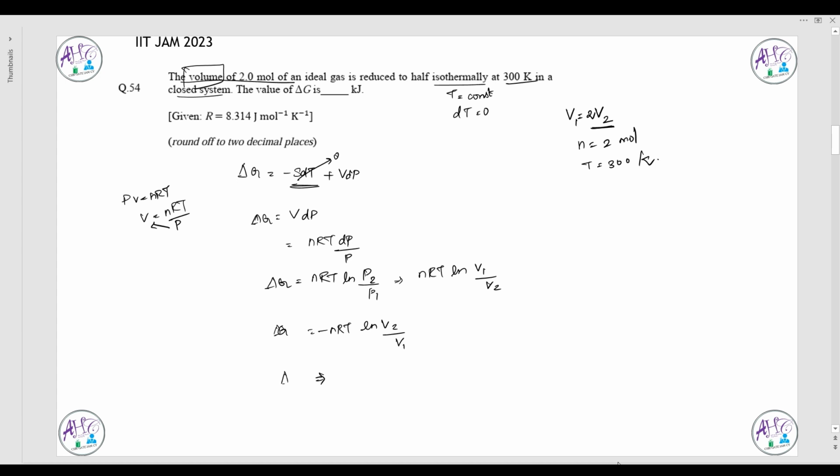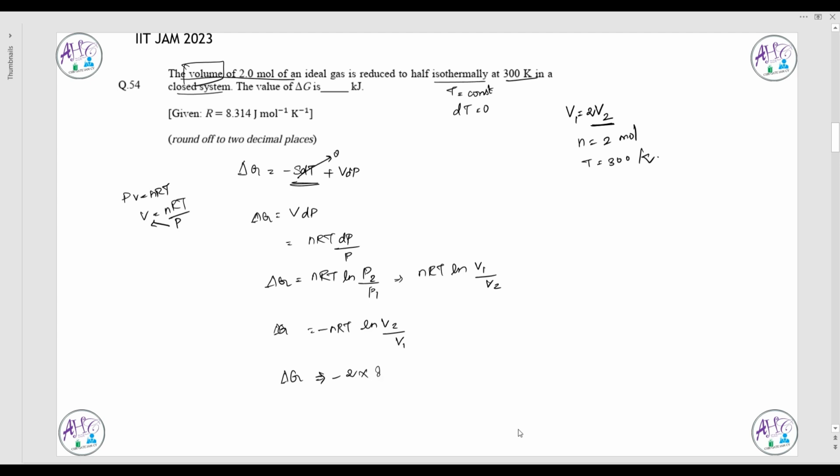So substituting the values, we have n equal to 2 moles. Then we have the R value, 8.314 joule mole inverse Kelvin inverse. And temperature, they have given us 300 Kelvin. ln V1 by V2, V2 is going to be the same, V1 is going to be 2V2. If you cancel, Kelvin and Kelvin will be cancelled, and mole and mole will get cancelled, so you will get the answer in joules.